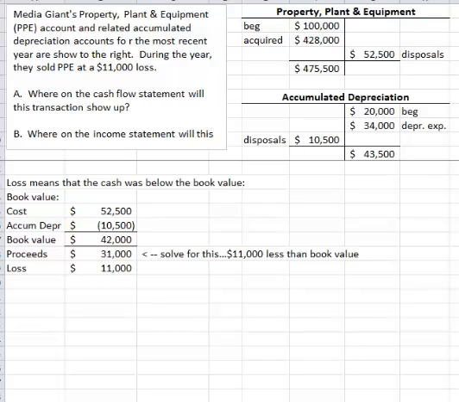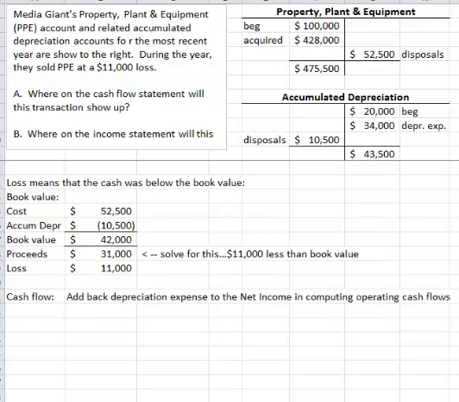So what parts of these two accounts is going to show up on the cash flow statement? Well, this depreciation will be added back to net income. So we're going to write here to add back depreciation expense to net income in computing operating cash flow. This is a reconciling item.